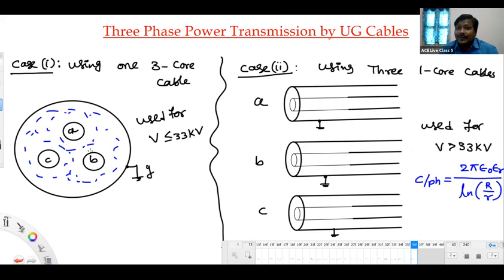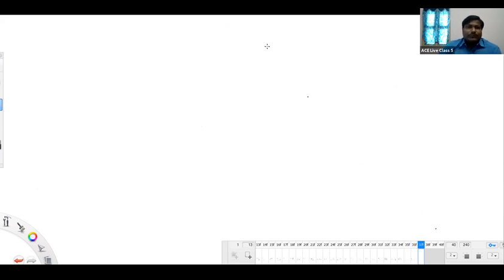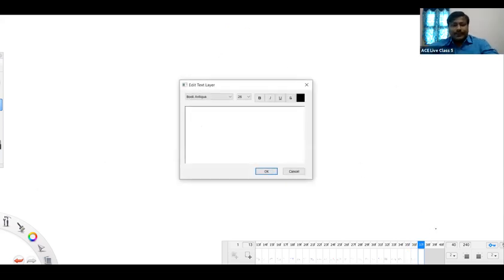3 core cable is our concentration. 3 core 3 phase cable. Capacitance per phase calculation we want to concentrate further. Okay. So let's take the next heading: 3 core capacitance per phase calculation.